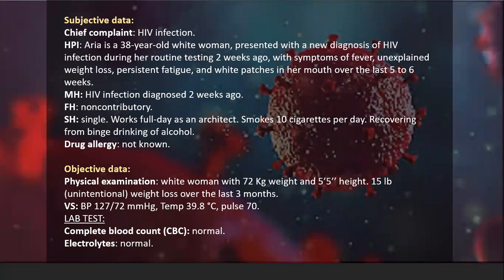Subjective data. Chief complaint is HIV infection. History of present illness: Aria is a 38-year-old white woman presented with a new diagnosis of HIV infection during her routine testing 2 weeks ago, with symptoms of fever, unexplained weight loss, persistent fatigue, and white patches in her mouth over the last 5 to 6 weeks. Medical history is HIV infection diagnosed 2 weeks ago.